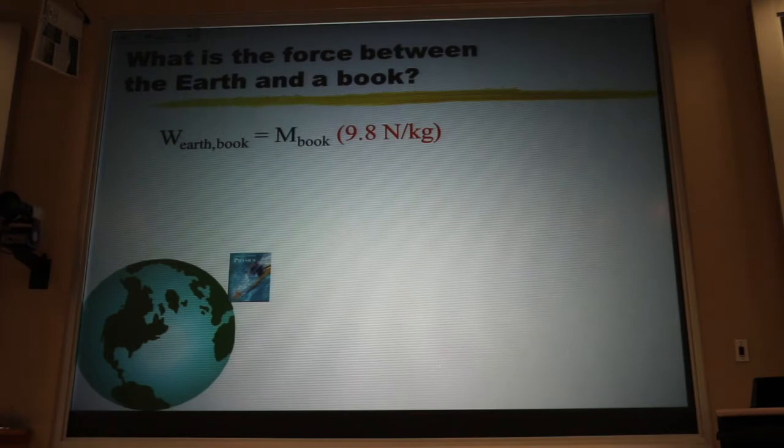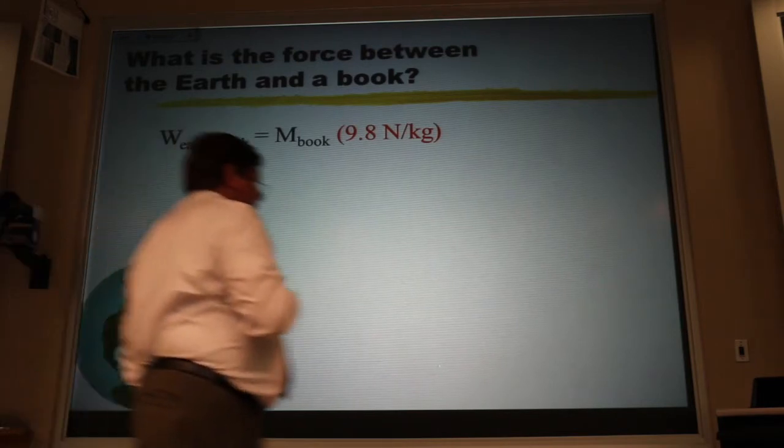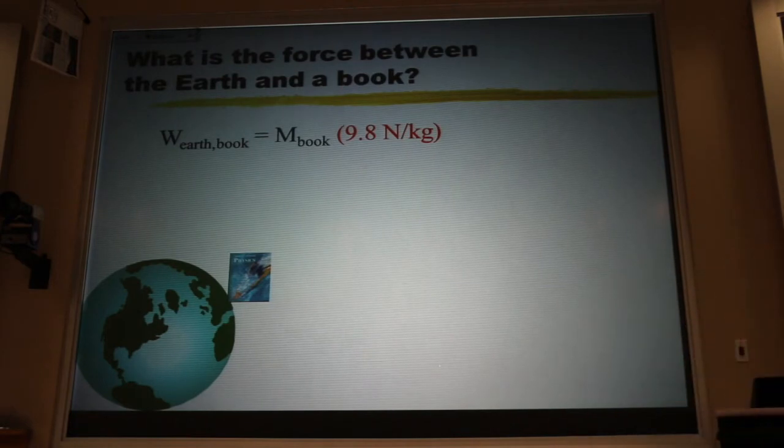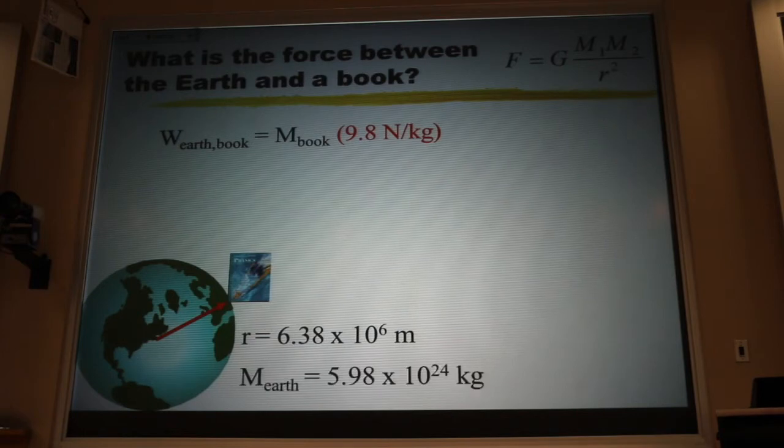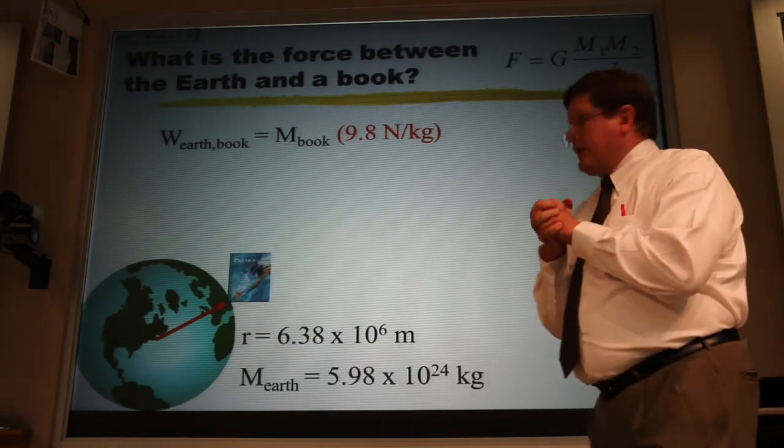Folks, that 9.8 is the gravitational field strength. That is the gravitational field. Now, we can also calculate that same force with Newton's universal law of gravity. As long as we know the radius of the Earth, not hard to calculate. The mass of the Earth was very hard. That's what Cavendish gave us.